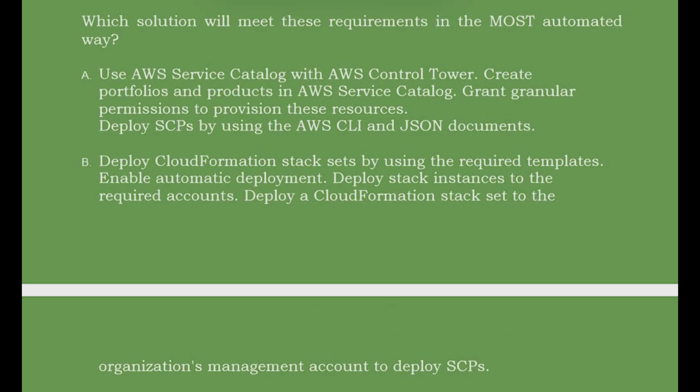Option A. Use AWS Service Catalog with AWS Control Tower. Create portfolios and products in AWS Service Catalog, grant granular permissions to provision these resources, and deploy SCPs by using the AWS CLI and JSON documents.